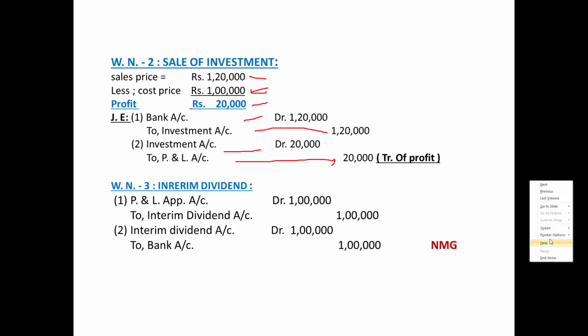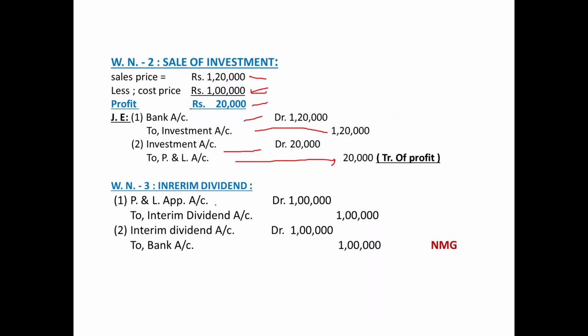Let us record the transaction of this interim dividend. Normally FMCG sector companies and information technology sector companies are very well known for the declaration of interim dividend. First journal entry. Dividend is a distribution, an appropriation of profit.